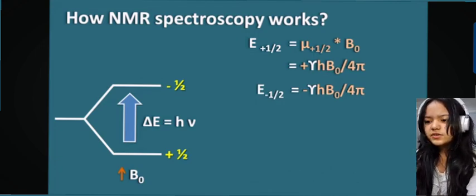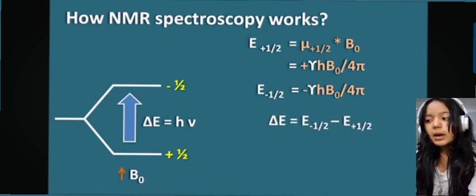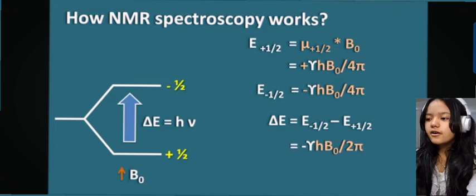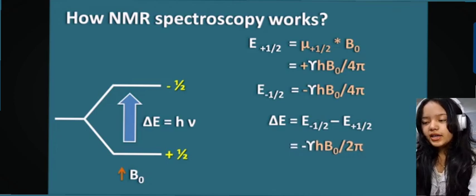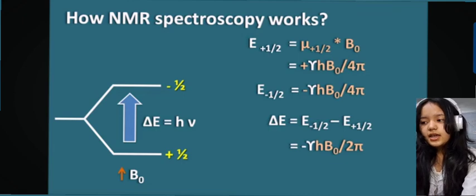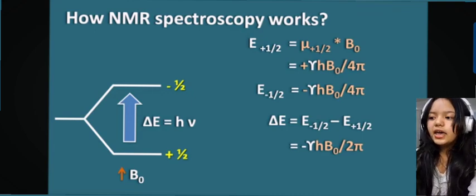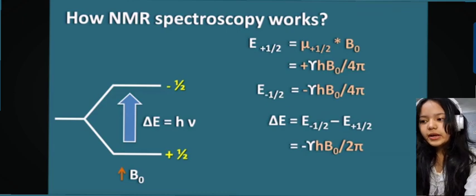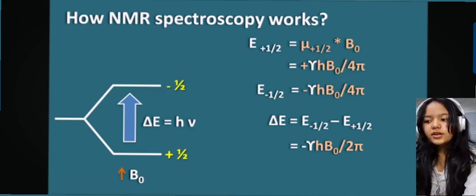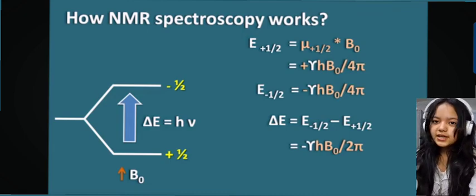So what is the difference between these two energy states? Delta E is equal to E minus half minus E plus half, which is equal to minus gamma h B naught by 2 pi. When we subtract this, the denominator becomes 2 pi instead of 4 pi. So the energy gap between these two states is equal to minus gamma h B naught by 2 pi. And when electromagnetic radiation having energy equivalent to this energy gap is supplied, the nucleus can be transferred from the ground state to the excited state.